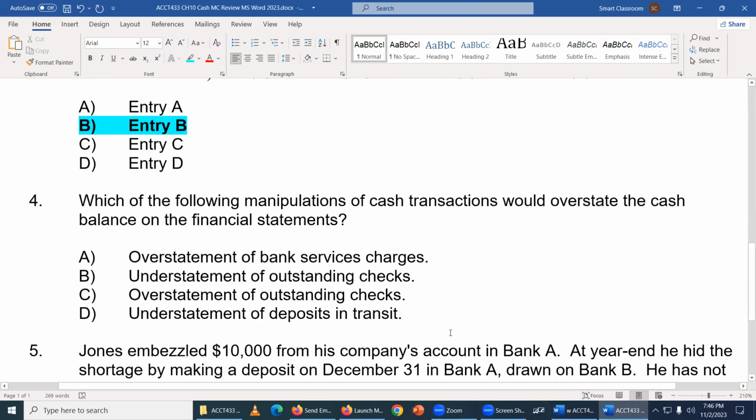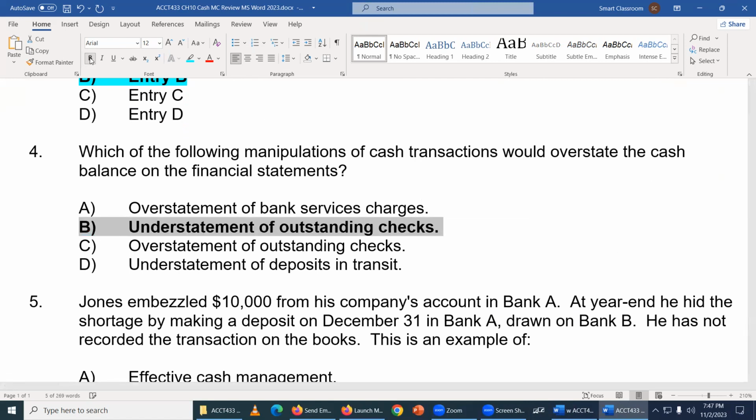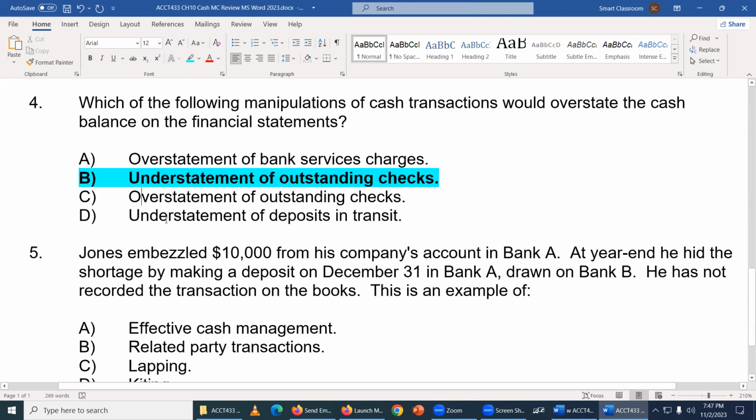I'm sorry, one more time? Yeah, if we understated the outstanding checks, that would reduce the amount that would be subtracted out. So this would overstate the cash. And overstatement of bank service charges would reduce the cash too. So these other ones would reduce the cash.